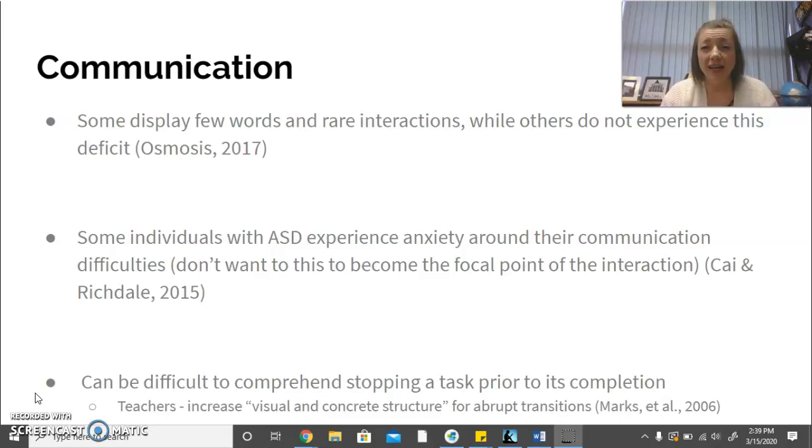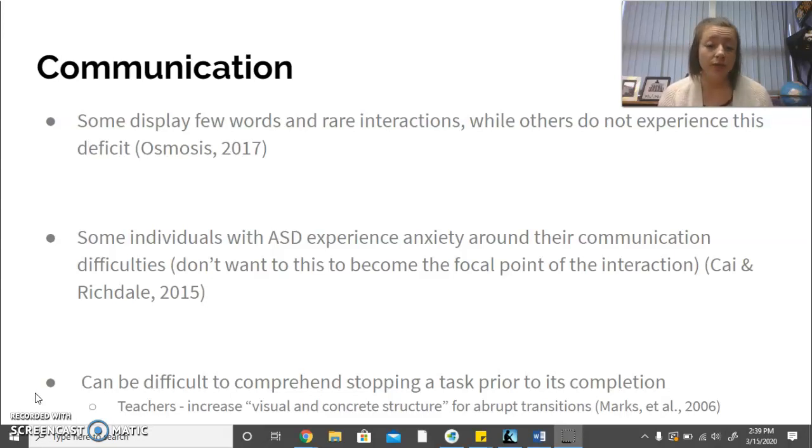Sometimes this can cause high anxiety for these students because they can realize that this is happening. They realize that they communicate or interpret things differently than their peers or the adults in their lives, and they don't want this to become the focal point of the conversation. No student wants to be the center of attention because the elephant in the room is that they maybe don't understand what's going on or don't see things the same way everyone else does. So it's important as teachers to be aware that this can cause high levels of distress in these students.